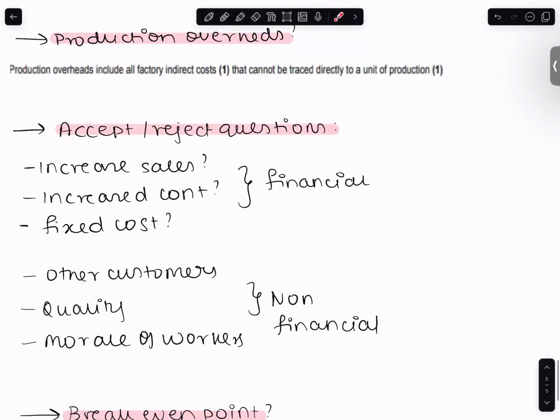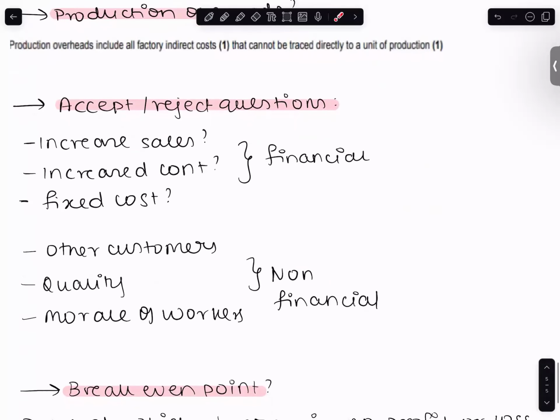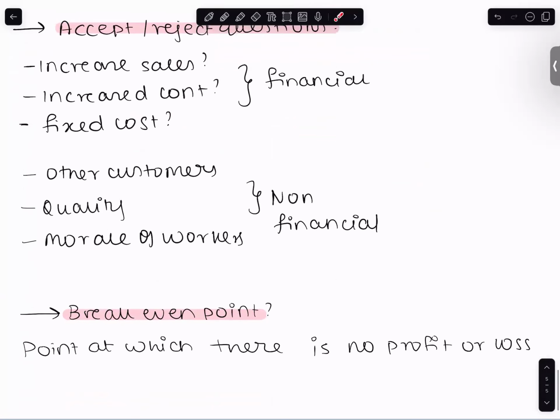If you want to accept or reject a proposal based on the financial factors, what would be the financial factors that you would consider? Whether it increases the sales or not, if it has a higher contribution, and if the fixed costs are increasing or not. And non-financial? If the quality of the product changes or not, how it affects the workers and how it affects the customers.